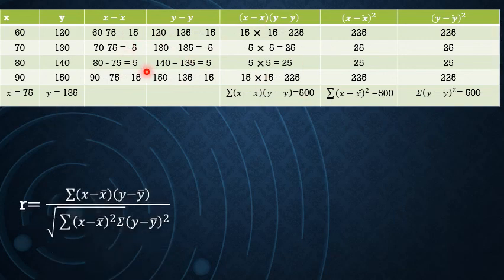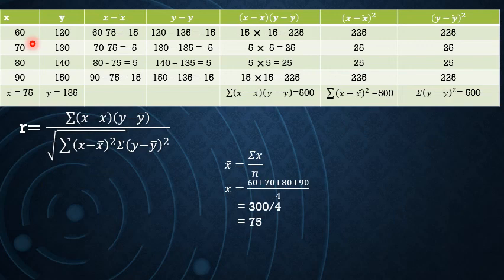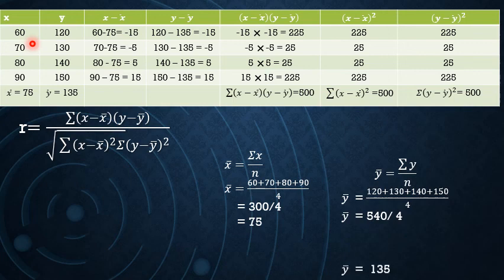First, what you have to do is write down this formula. Now we need x bar and y bar. So first we have to find x bar. x bar is equal to summation of x divided by n. So 60 plus 70 plus 80 plus 90 divided by n, the number of values. So 300 divided by 4. So 75 is your x bar. Same way y bar, summation of y divided by n: 120, 130, 140, 150 divided by 4. So 540 divided by 4. So you will get y bar is equal to 135.